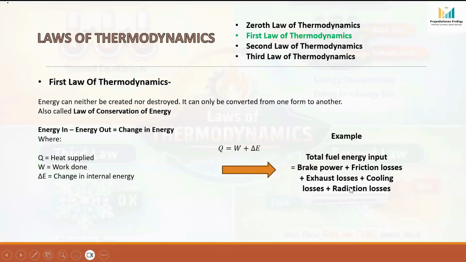So when you add everything together, total fuel energy input equals brake power plus friction losses plus exhaust losses plus cooling losses plus radiation losses. This clearly proves that energy is conserved, not destroyed. And that is exactly what the first law of thermodynamics tells us.